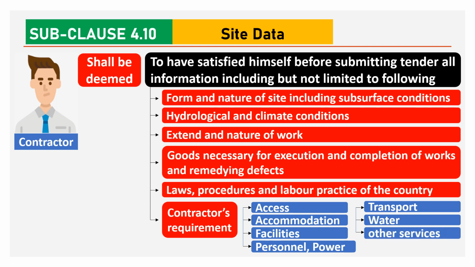So it is the contractor's responsibility to have full satisfaction regarding the form and nature of the site, hydrological conditions and climate conditions, nature and extent of work, goods necessary for execution and completion of works, laws, procedures, labor practice of the country, and the contractor's requirements regarding access, accommodation, facilities, personnel, power, transport, water, and other services.